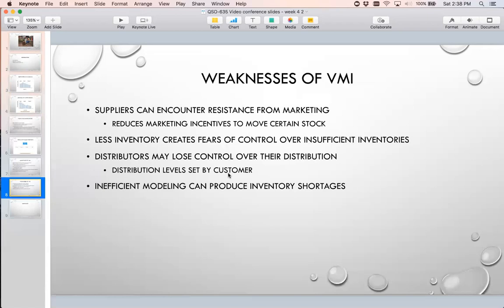And once again, inefficient modeling can produce inventory shortages. If you use push supply chain modeling on VMI, and you do the bulk order system, there's still a tendency to create bulk orders that may be bigger than what your system needs. So some of the modeling has to be changed to match VMI strengths.